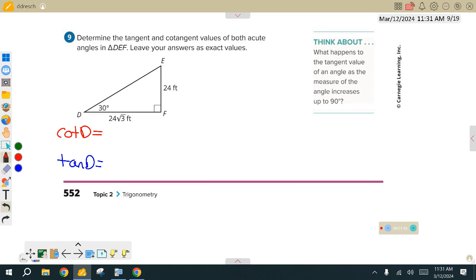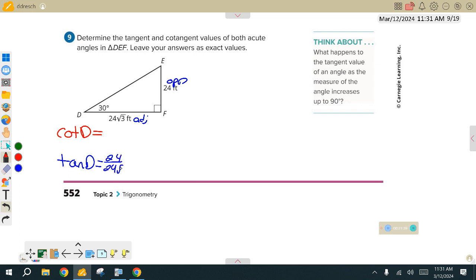So let's go do the tangent ratio. Go stand at angle D. Okay, so what's the tangent ratio for angle D? Everybody? Opposite over adjacent. Thank you, Jamani. Jamani said 24 because that's the opposite. What's my adjacent? 24 root 3.